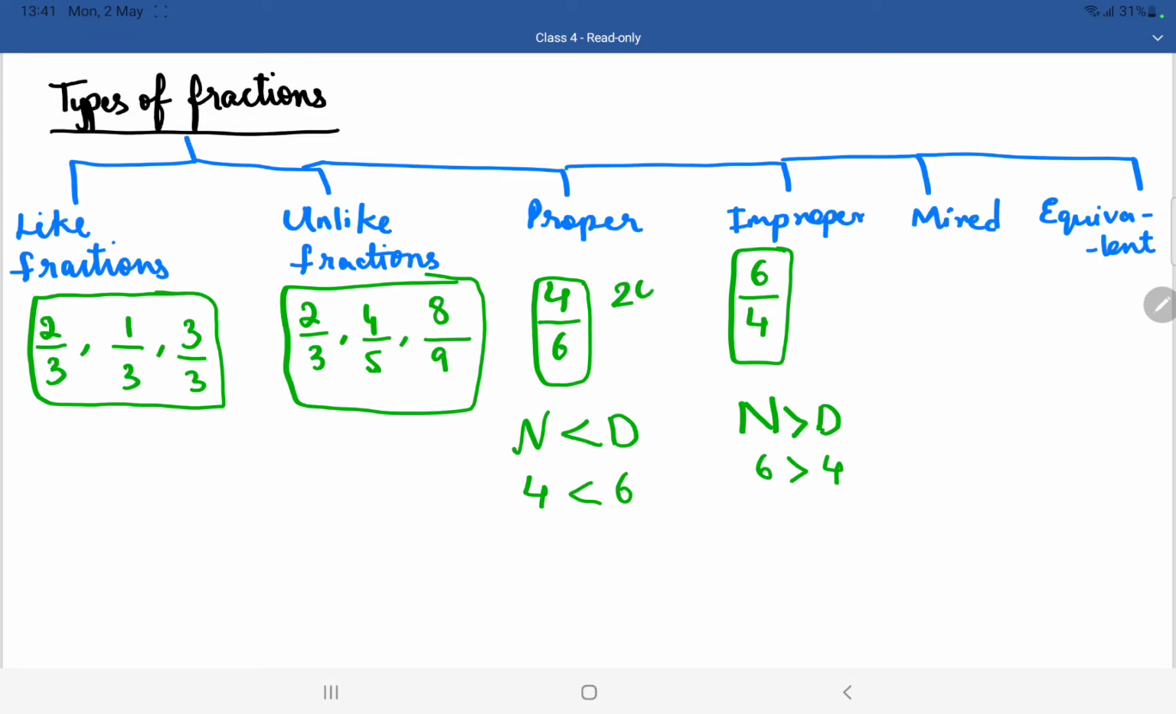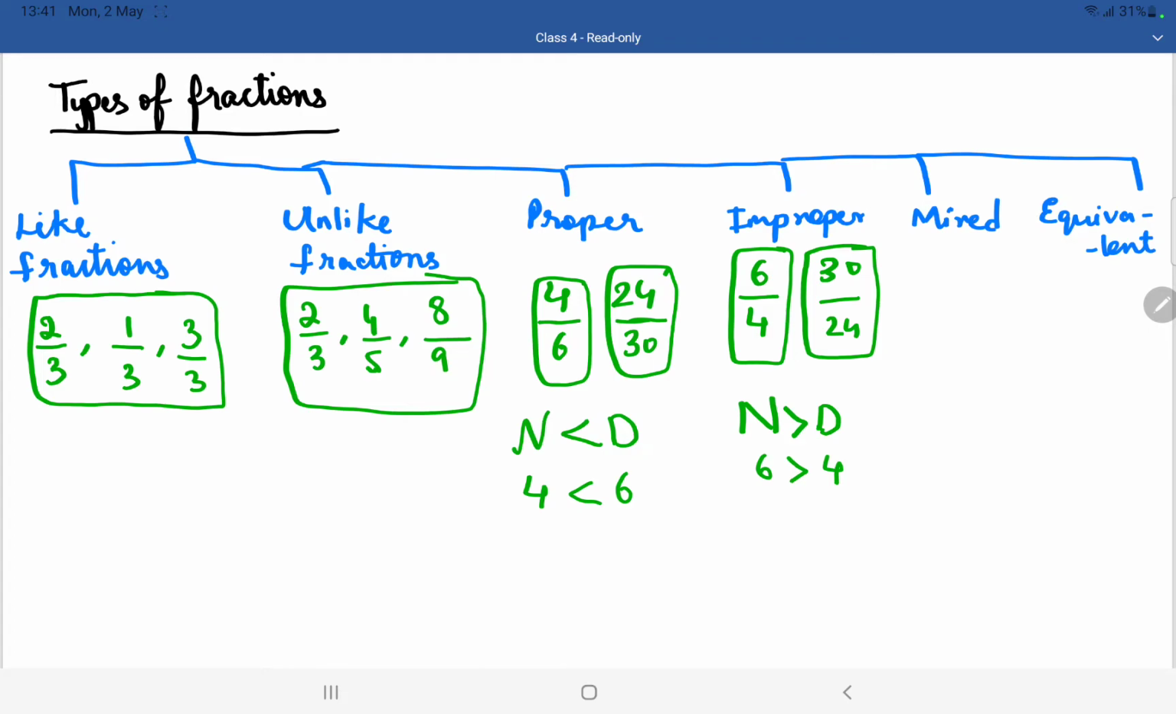If we take 24 by 30, it is a proper fraction because 24 is the numerator, 30 is the denominator. 24 is less than 30. So it comes under a proper fraction. When you take 30 by 24, it comes under improper fraction.